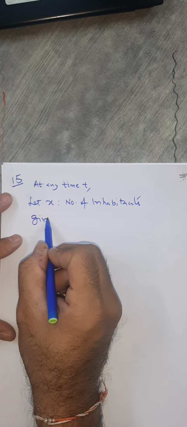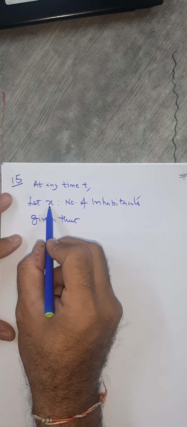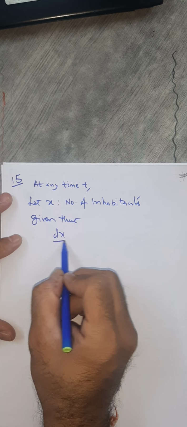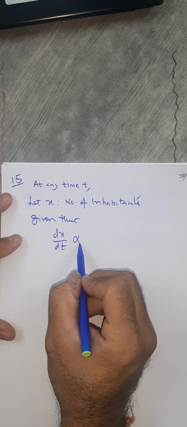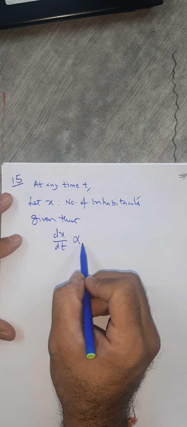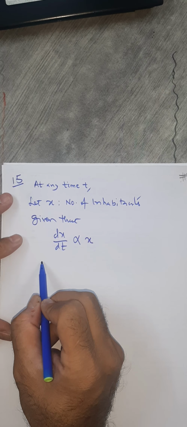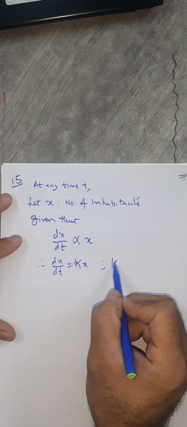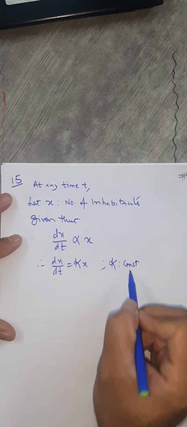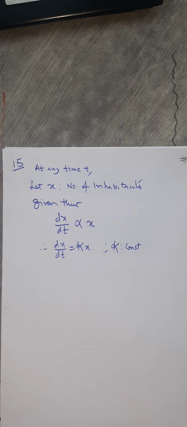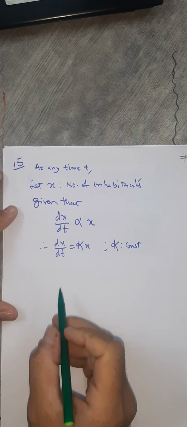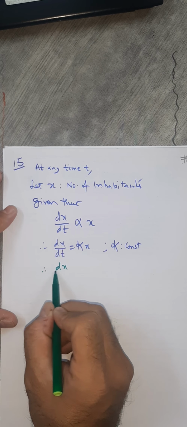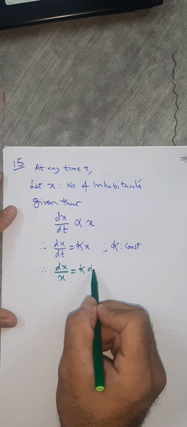So what is given in the question? Change in the variable x with respect to time is proportional to the number of inhabitants, so that is x. Therefore dx by dt equals kx, where k is a fixed constant of proportionality. Now this is a differential equation. So we solve it. How will we solve this? As we did earlier, we take x down here. So dx by x equals k dt.